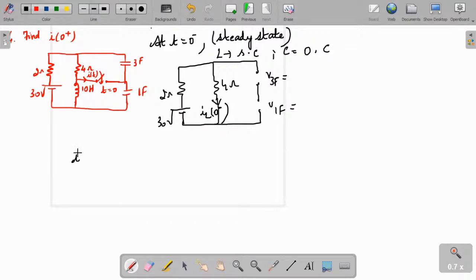What is IL of 0 minus? Here it is open circuit, so certainly the current will circulate. The current generated here is what will flow here. So it is a series circuit. What is IL of 0 minus? It is nothing but 30 divided by, simple Ohm's law, V by R, 2 plus 4. So you get 5 ampere. IL of 0 minus equal to 5 ampere. So if the current through this is 5 ampere, what is the voltage drop across the 4 ohm resistor? 20 volt.